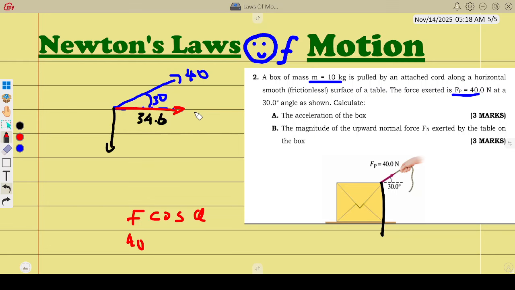And then now what about in the y-axis? The y-axis you can write anywhere, here or there. It is just the y-axis.